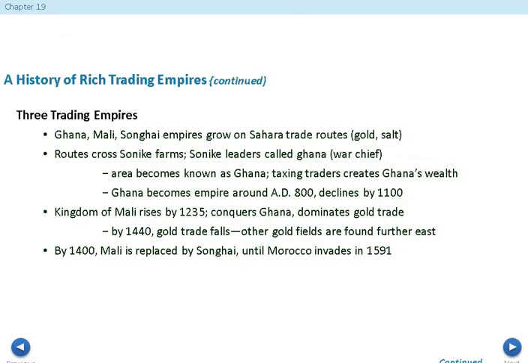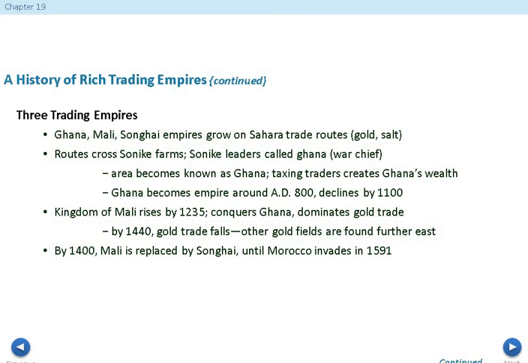But three trading empires do start to emerge. Ghana, Mali, and Songhai are empires that grow out of the Sahara's trade during this time. They're going to really be pushing gold and salt. Now the routes are going to cross the Soninke farms, and the Soninke leaders are called Ghana, which means war chiefs. The region becomes known as Ghana, and taxing trade creates Ghana's wealth. Ghana becomes an empire about 800 AD, but by 1100 we start to see its decline.